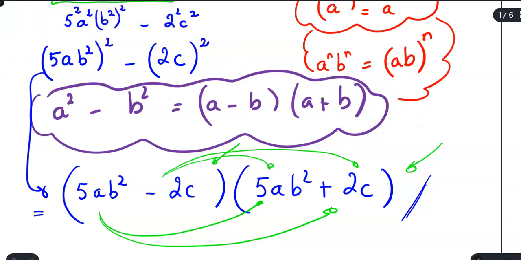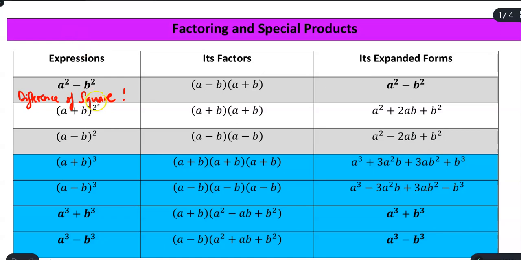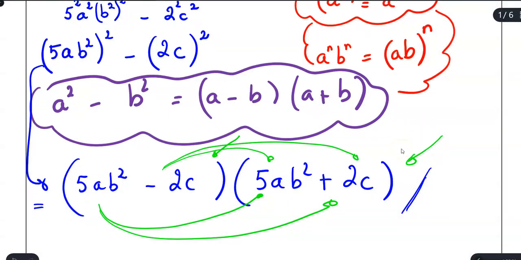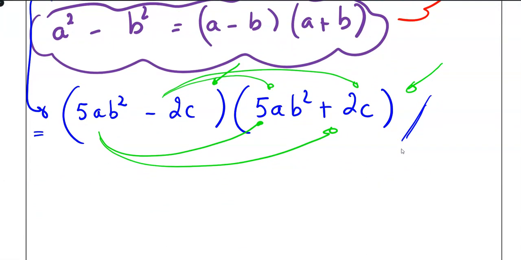I'm doing this just to remind everyone about the formulas that I showed earlier. This one right here is the difference of squares. This is the special formula. Its factors will be a minus b and a plus b. After you expand this, you should get back to its original expression, which is a squared minus b squared. It's a very important formula in algebra, and we need to master this concept.